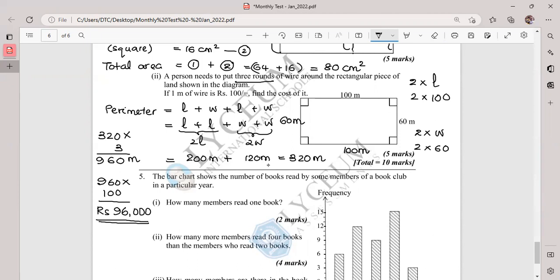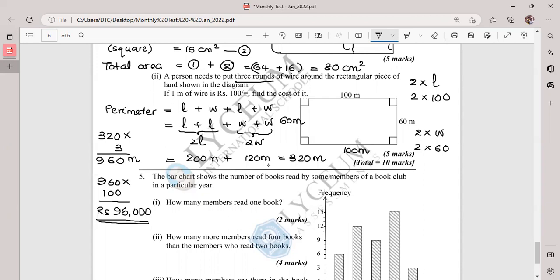You need 96,000. First, you want to understand that in the rectangle, the opposite sides are equal in length, right? So 100 and 100 I wrote, and 60 and 60. How to find the perimeter? When we are going around, that means we are talking about the perimeter. How to find the perimeter? You want to take one by one: length, then W, again length, again W. What I did was take L and L together, W and W together. Then it gives me 2L and 2W.